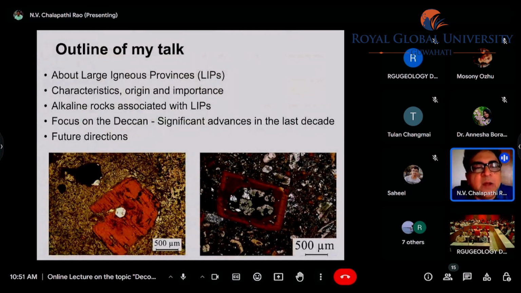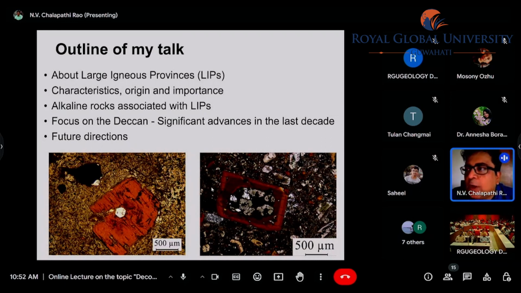So this is slide number 2. What I'm basically going to talk about is a term which is very prevalent today, large igneous provinces, which includes the Deccan traps, the Rajmahal traps, which are very close to you, the Banana flood basalts and all the flood basalts. Today we use the word large igneous provinces. We'll see why this term has to be used, what their characteristics are, how they originate and what their importance is. Actually, they are very important.